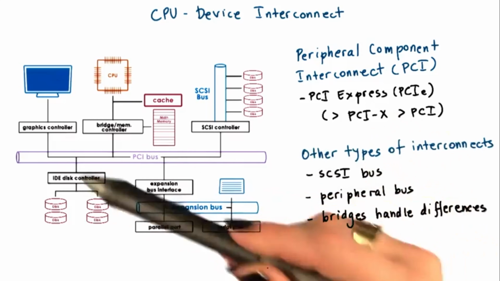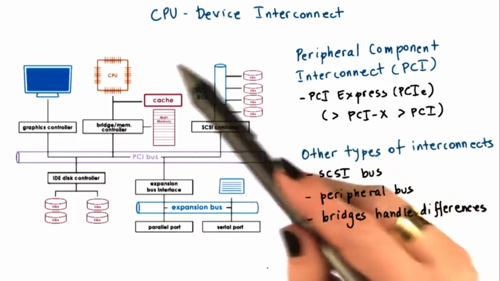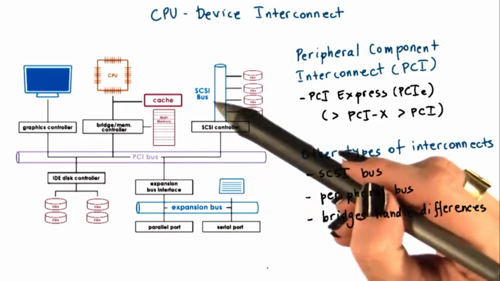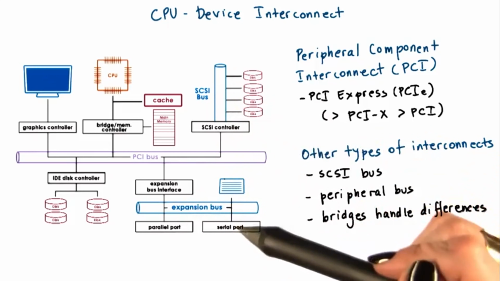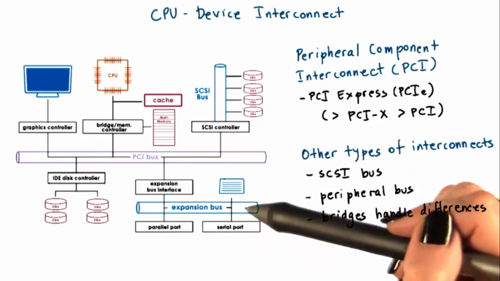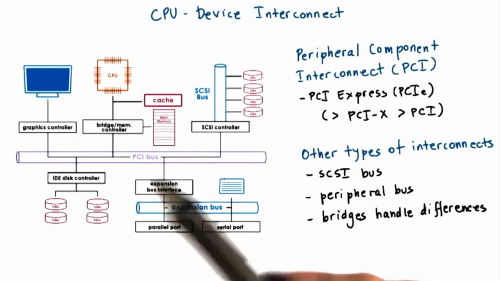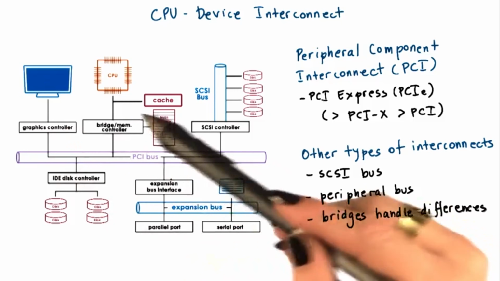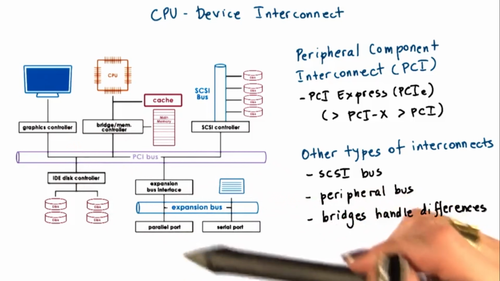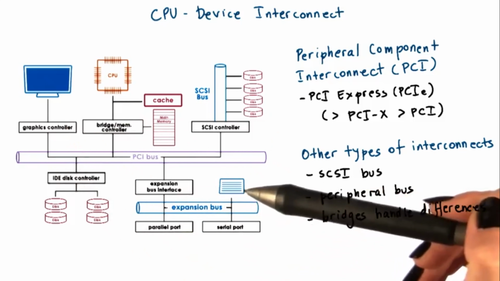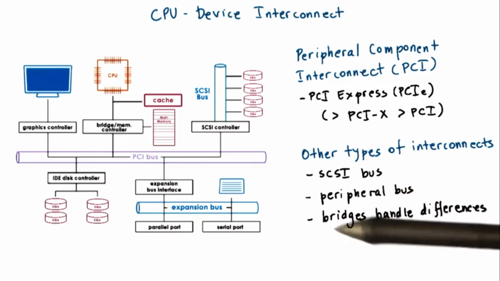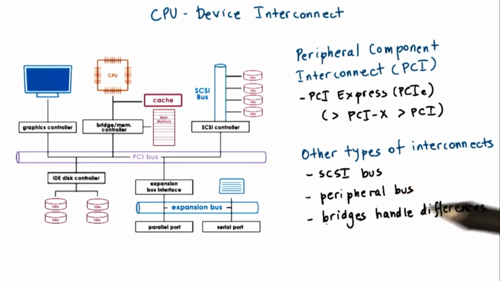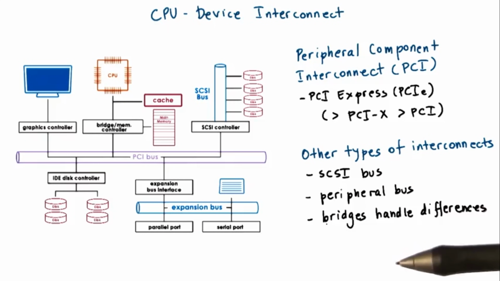Note that the PCI bus is not the only interconnect that's shown in this figure alone. There's also a SCSI bus that connects SCSI disks. There's a peripheral bus here shown that connects devices like keyboards, and there may be other types of buses. The controllers that are part of the device hardware determine what type of interconnect a device can directly attach to, and there are also bridging controllers that can handle any differences between different types of interconnects.